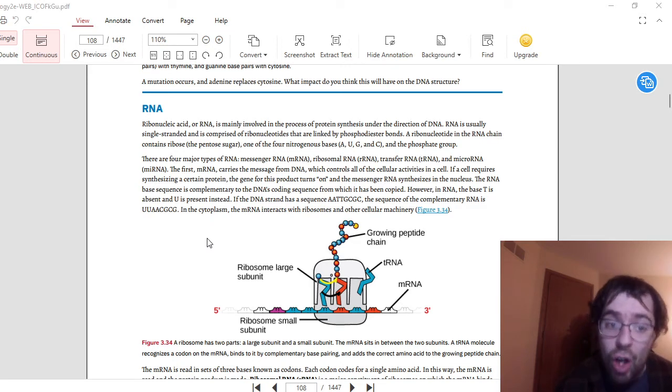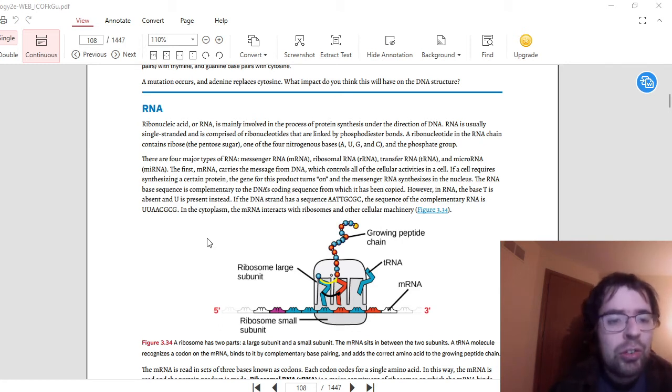Ribonucleic acid, or RNA, is mainly involved in the process of protein synthesis under the direction of DNA. So RNA is the copy machine, and DNA would be the blueprint. RNA can also be considered the builder, as DNA is the boss or something. I've heard that one before.